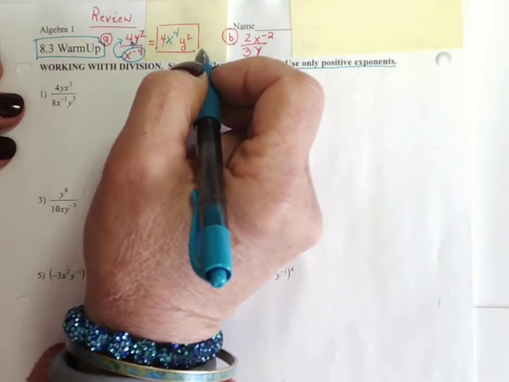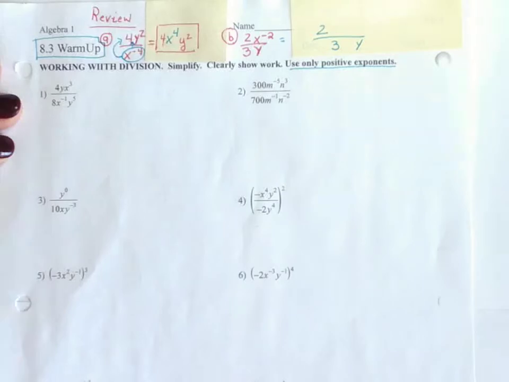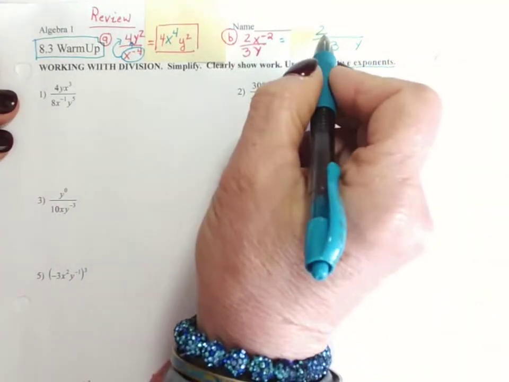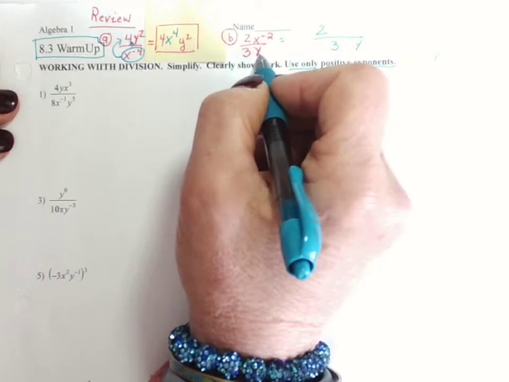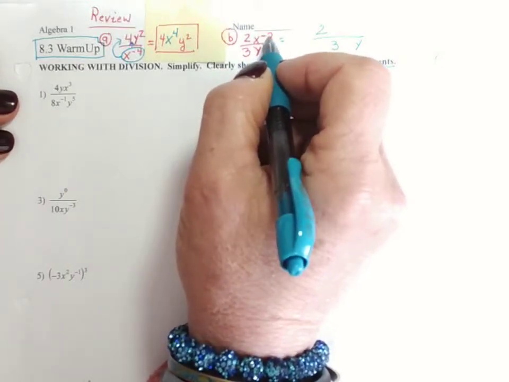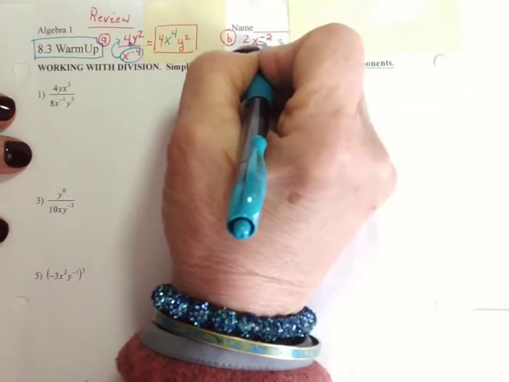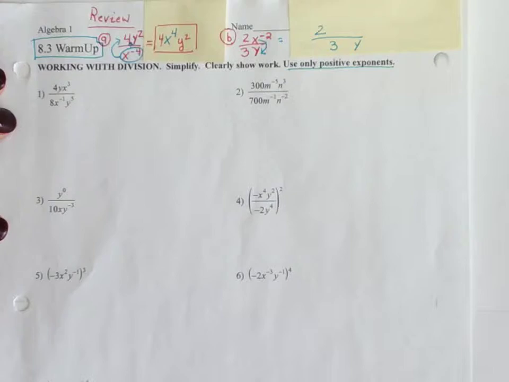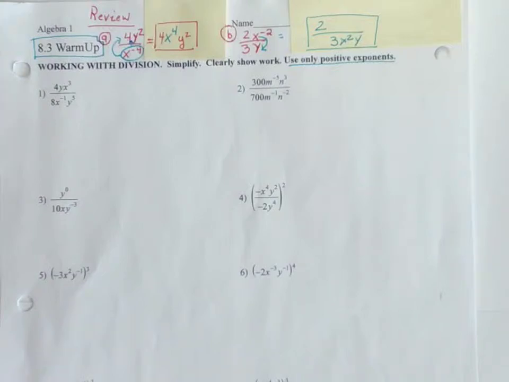In B, we have 2/3 y. Okay, so the 2 is going to stay put. Nothing's going to happen with the 2. The 3 is going to stay put. The y is a positive exponent. It's quite happy where it is. But the x, think of it as x has a negative exponent and it is unhappy. So to make the x happy, it has to go into the denominator, and so it becomes x squared, and that is your answer. So all you have to do is make those negative exponents happy.